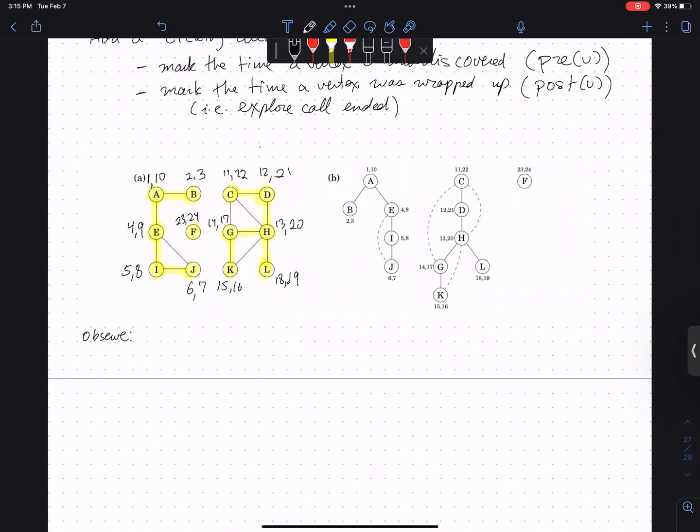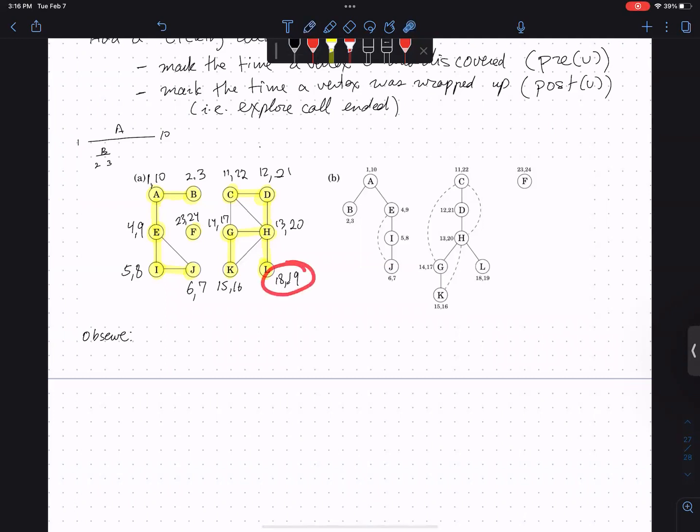About, if we view these start and finish times as intervals, intervals on a timeline, how can two intervals of vertices intersect? What I mean is, you have the interval of A and the interval of B. Notice that the interval 2, 3 is contained in the interval 1 to 10. So this is 1 to 10, A, then B is 2 to 3. So B's interval is contained in A.